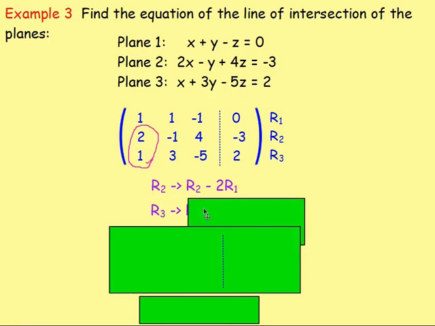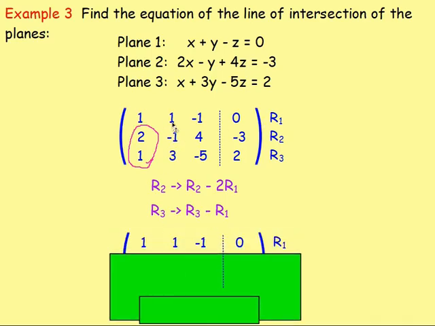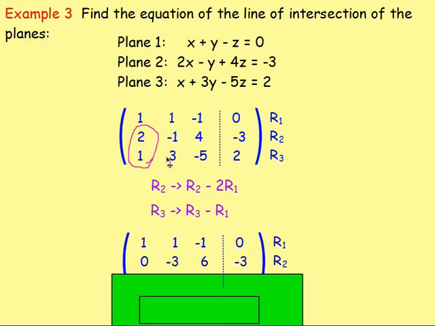So we can say that row 3 would go to row 3 take away row 1. So row 1 is staying just as it is. We'd have the 1, the -1, and the 0. Row 2 would go to row 2 take away 2 row 1. So if you do that, you would have 2 take away 2, which is 0. You'd have -1 take away 2, which is -3. You'd have 4 take away -2, which gives us a 6. And -3 take away 0, which is just -3.